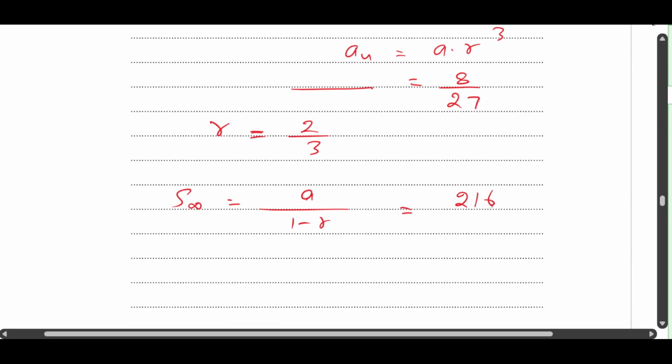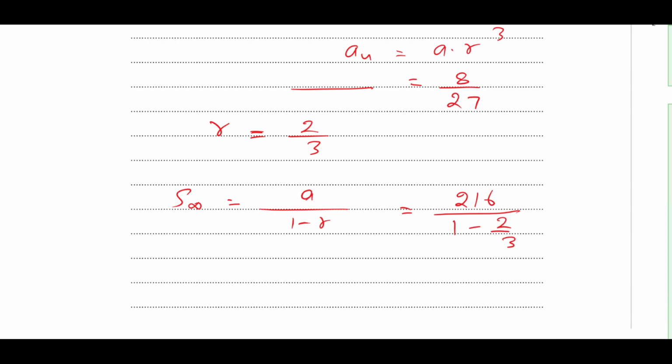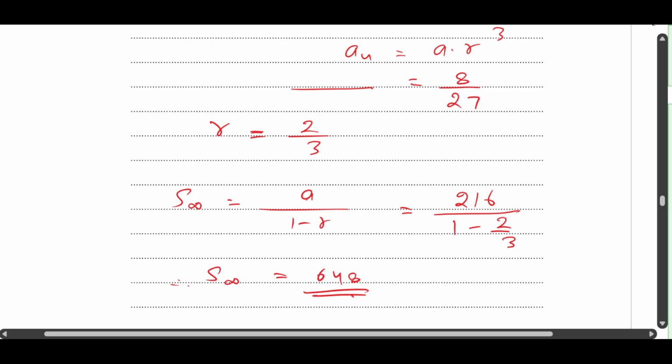So it is 216 divided by 1 minus 2 divided by 3. To get the sum of infinite terms, your R should be less than 1. So 3 minus 2, 1 by 3. So 216 divided by 1 minus 2 divided by 3. So 648. 648 is what? It is the sum of infinite terms. Now the next part of the question.